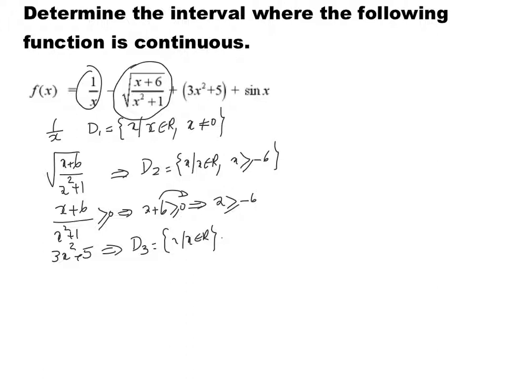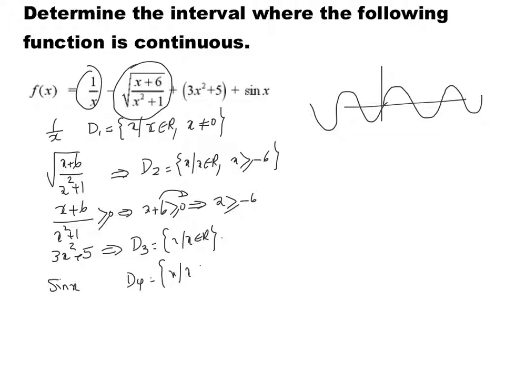And the last one is the sine function, sine x. If you remember from last year, the sine function looks like this graph going from left to right, and there is no restriction on the x-axis. So d4 is x such that x in R.